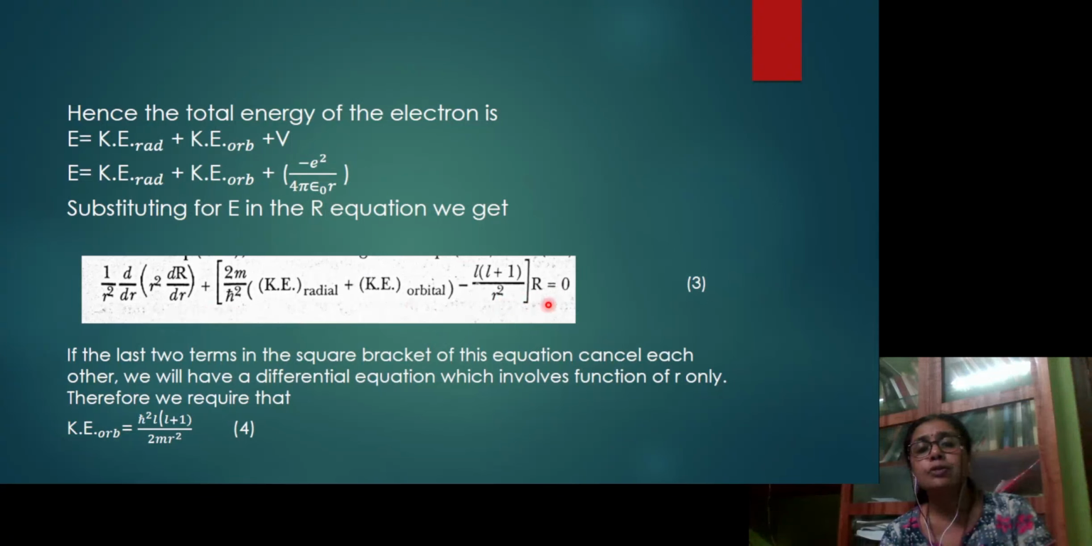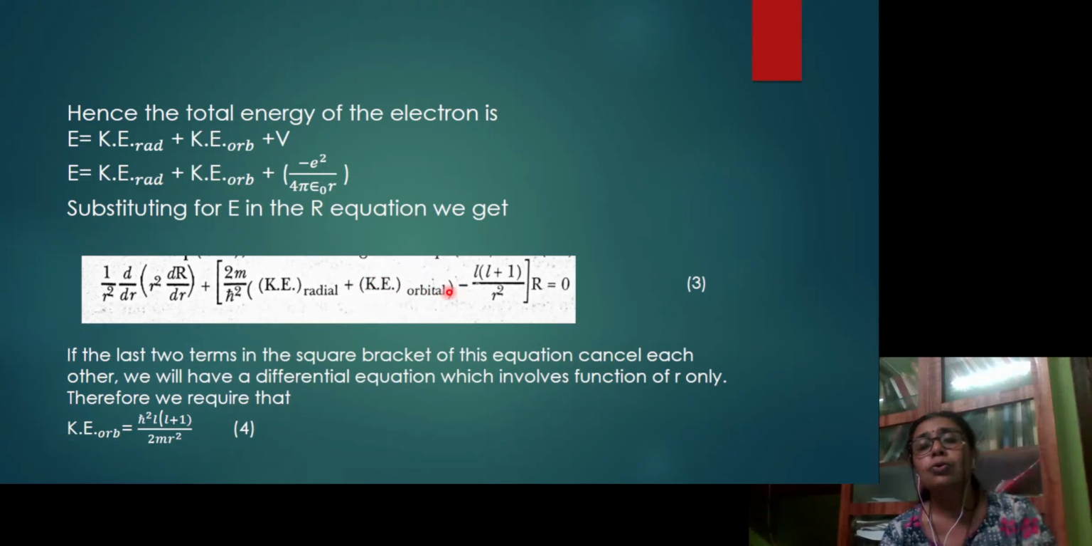Now if you look at this equation, each term except this term is dependent upon the variable r. Kinetic energy orbital, because it is due to the orbital motion of the electron, where the angle of the electron is changing with respect to the z-axis as well as within the xy plane, involves angle. So this is the only term which is not dependent upon r.